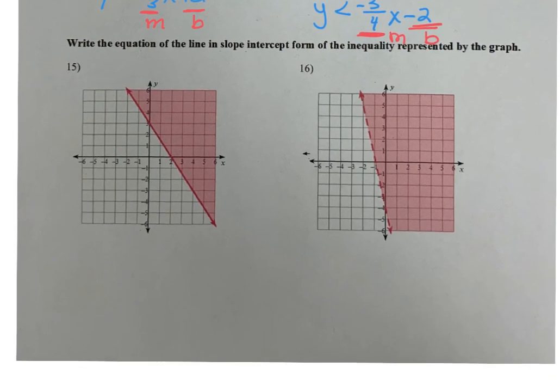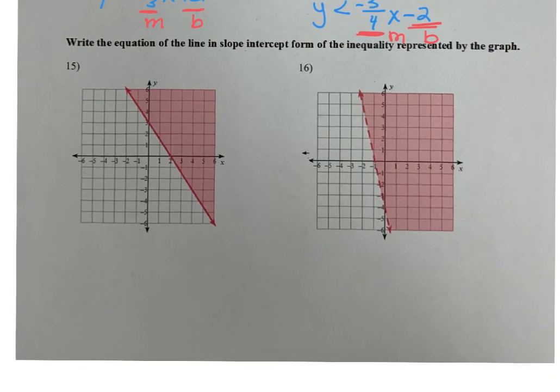Okay, these two, 15 and 16, say to write the equation of the line in slope-intercept form. Slope-intercept form for an equation, I'm going to write it up here, would be y equals mx plus b. But we're doing an inequality, so it's going to be a little bit different, but a lot of the same basics here.